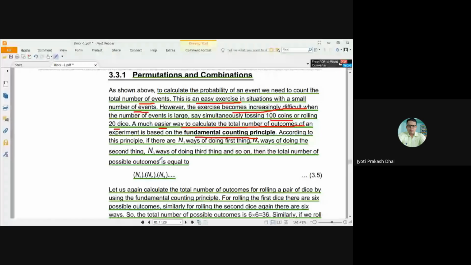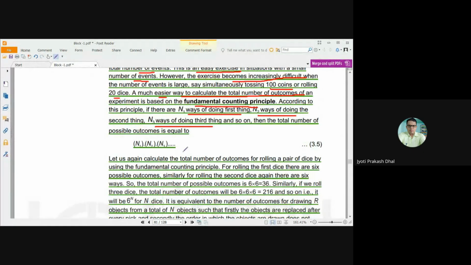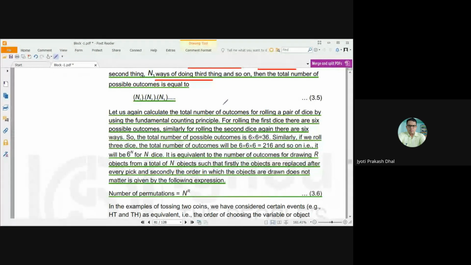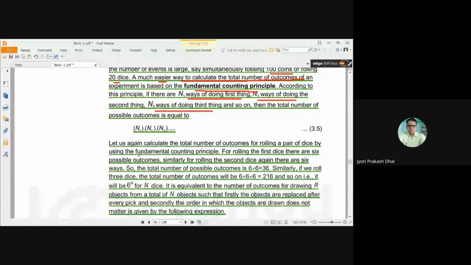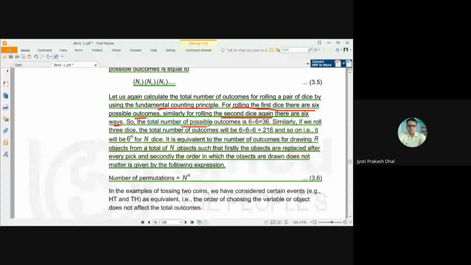Now, according to the fundamental counting principle, if there are n1 ways of doing the first thing, n2 ways of doing the second thing, n3 ways of doing the third thing, and so on, then the total number of possible outcomes will be n1 times n2 times n3 and so on. Now, let us calculate the total number of outcomes of rolling a pair of dice by using this fundamental counting principle. We apply it because in chemistry, we deal with large numbers. Because in chemistry, 1 mole means 6.022 times 10 to the power 23 particles. So generally in chemistry, we are using very large numbers.